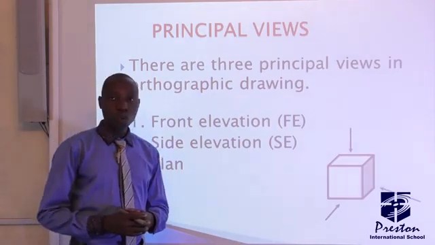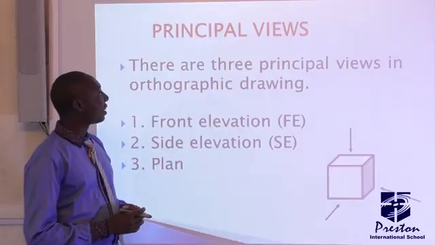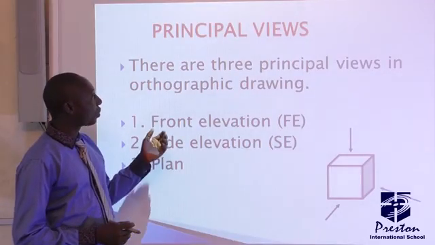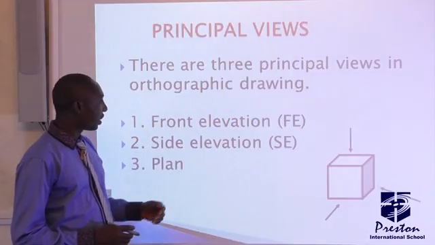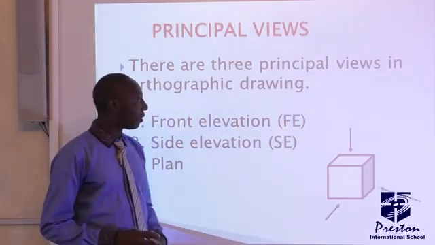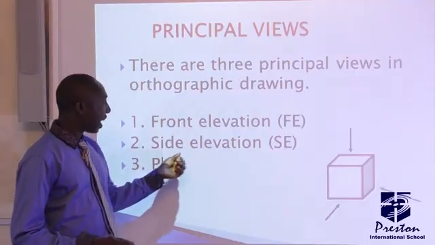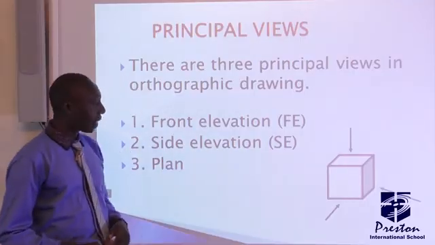We have three principal views in orthographic projection. The first one is the front elevation. In abbreviation, we call it FE, then the side elevation, and of course the plan.